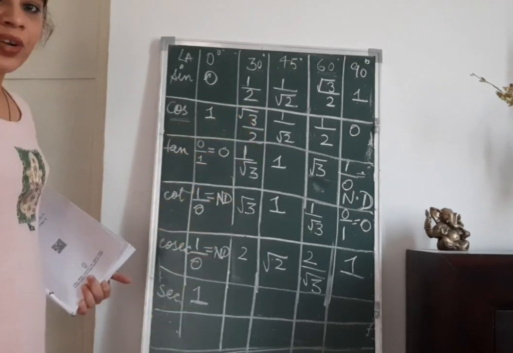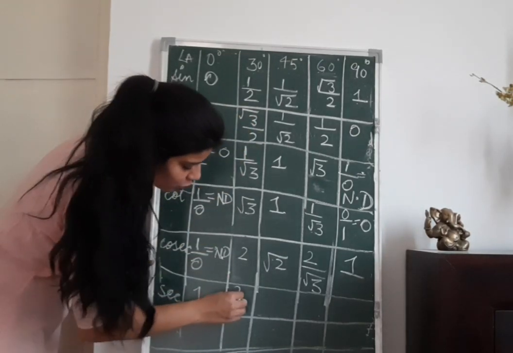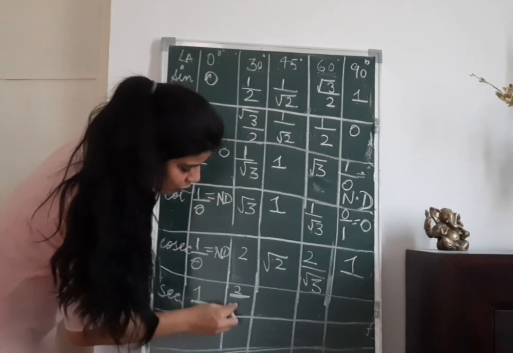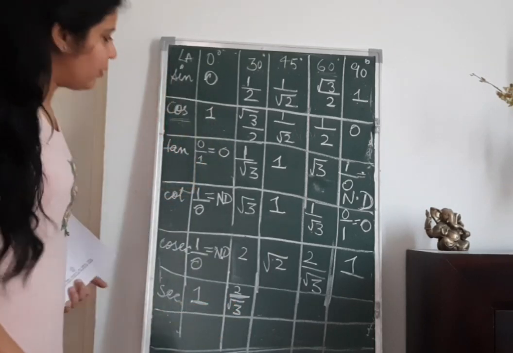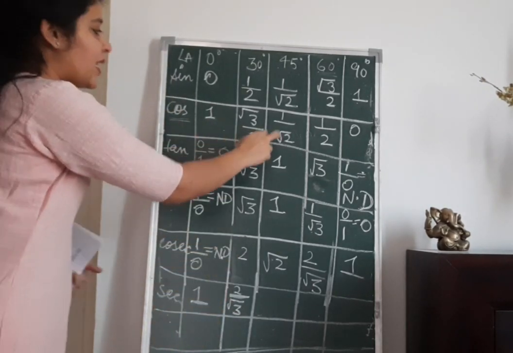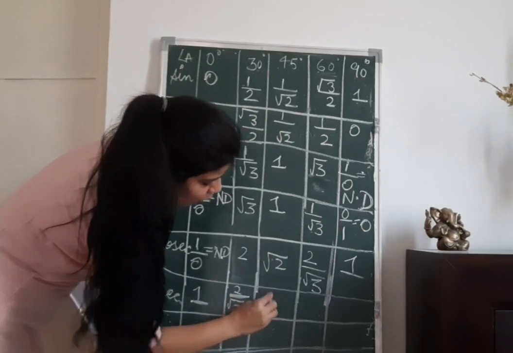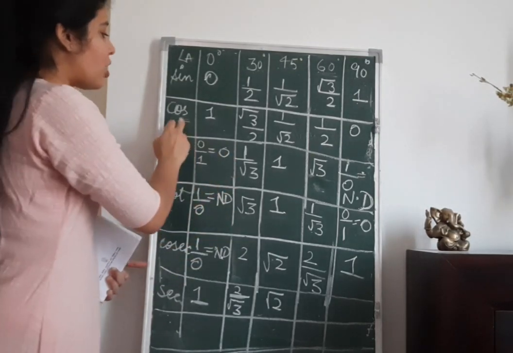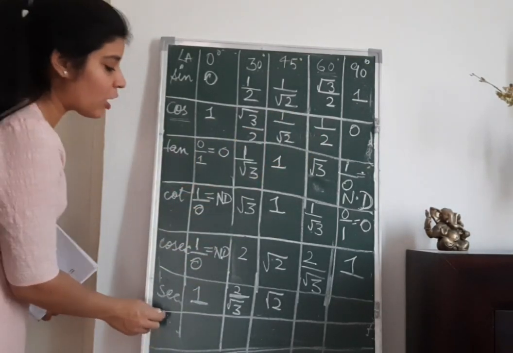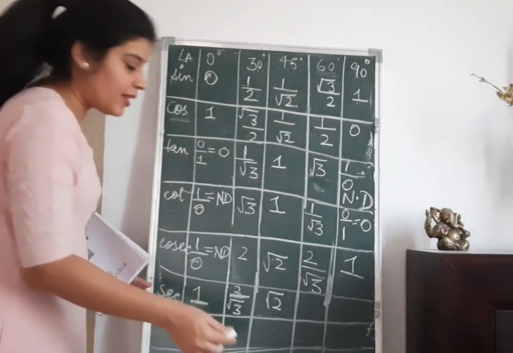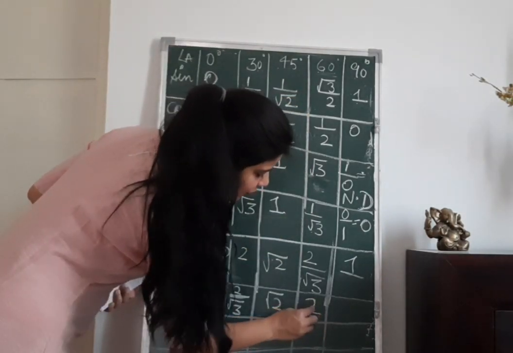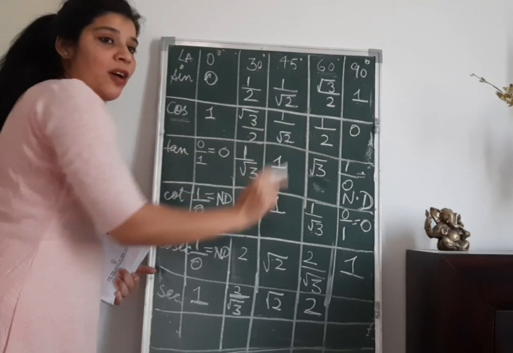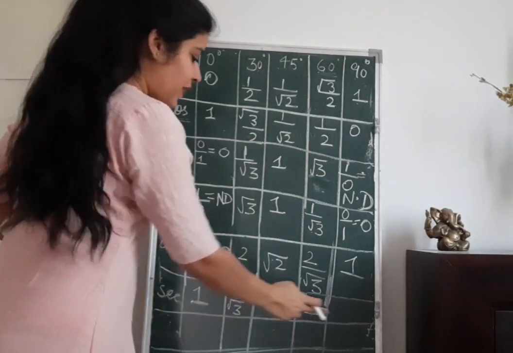Cos of 30 degree is root 3 by 2. So sec of 30 degree will be equal to 2 upon root 3. Now cos of 45 degree equals 1 upon root 2. So sec of 45 degree will be equal to root 2 upon 1, that is root 2. Cos of 60 degree equals 1 by 2. So sec of 60 degree will become 2 by 1, that is 2 itself.